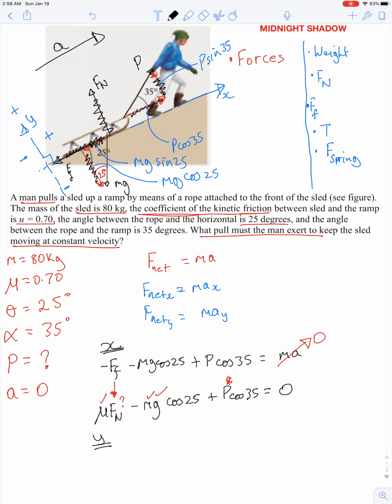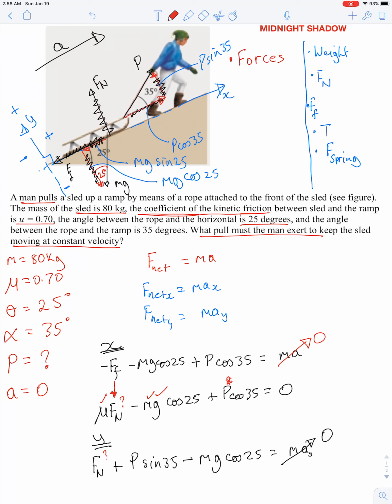And we just write them down. So Fn is going up, so it's positive. P sine 35 is going up, so it is also positive, and mg cosine 25 is going down, so it is negative, and that is also equal to may, which ay is 0, so that goes to 0. Okay? All right. So now I check again to see what I'm missing.